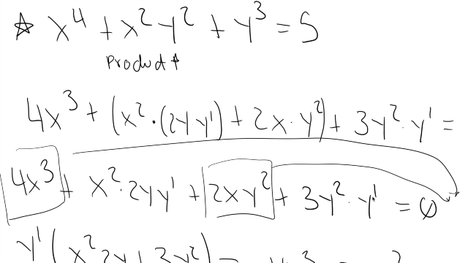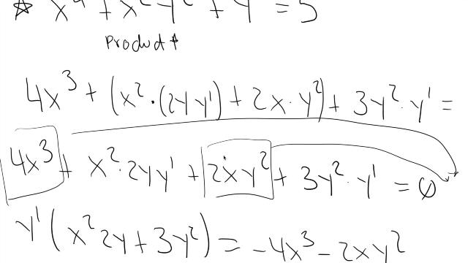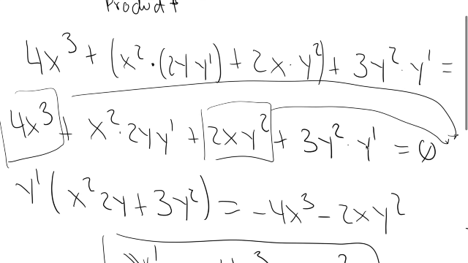So if I want to solve for y prime, I'm going to take everything that is not y prime and send it to the other side. That's why you see that I'm first highlighting the 4x cubed, sending it to the other side, and the 2xy squared, sending it to the other side. And then I take common factor of y prime. What was multiplying y prime? x squared multiplied by 2y. So that's the first one you see, x squared multiplied by 2y. On the other side, the y prime was multiplied by 3y squared. So that's the 3y squared.